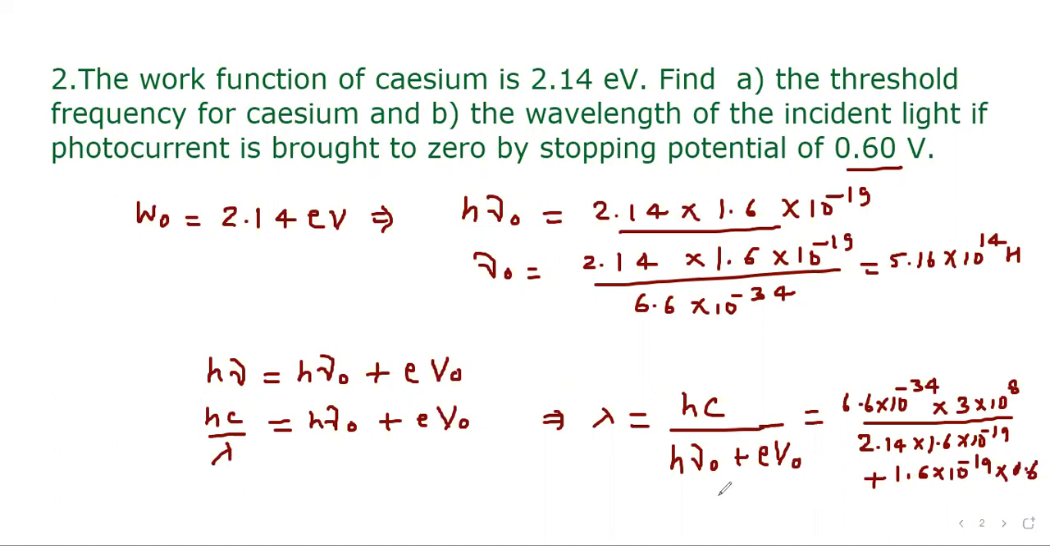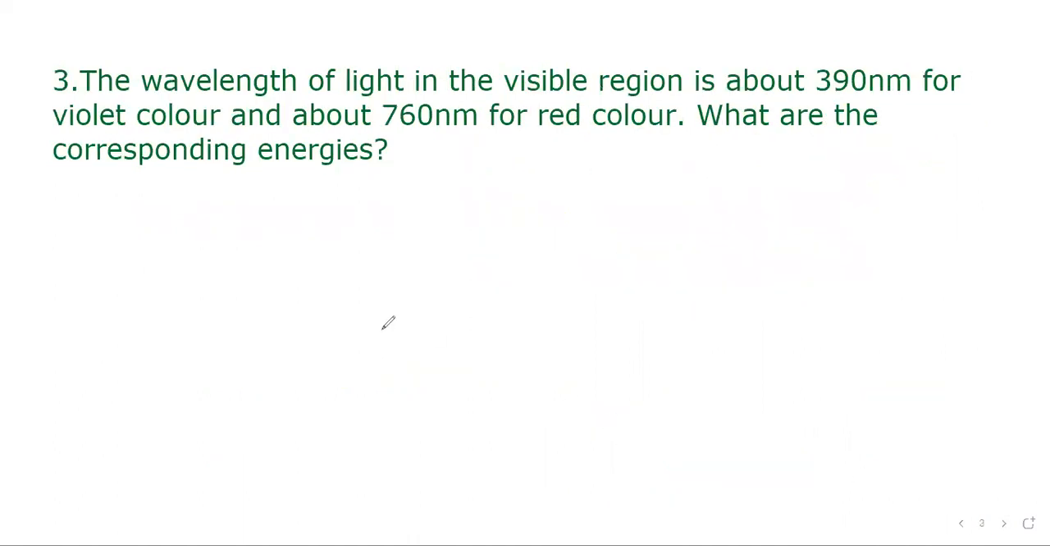Now we can simplify it. So we will get lambda equals 454 × 10^-9 meter, or 454 nanometer. Now let's go to the next question.